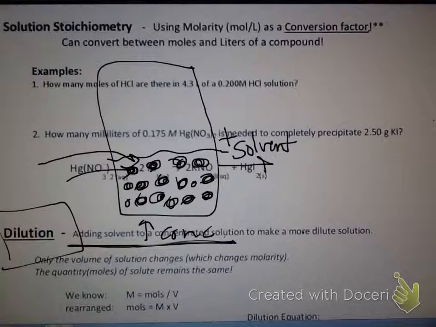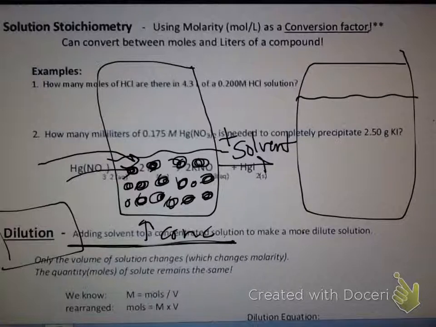Solvent dilutes. What that literally does is, if I add more solvent, the moles of solute don't change. Here, how many do I have? 1, 2, 3, 4, 5, 6, 7, 8, 9, 10, 11, 12, 13, 14, 15, 16. Let's see, I have 16 here.